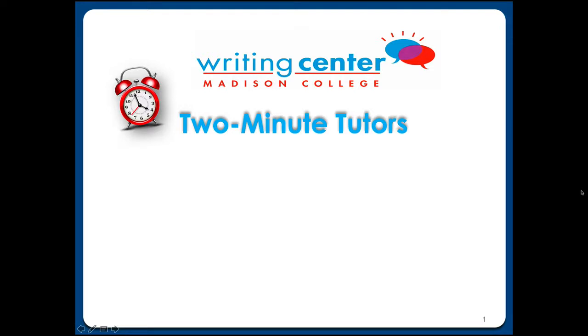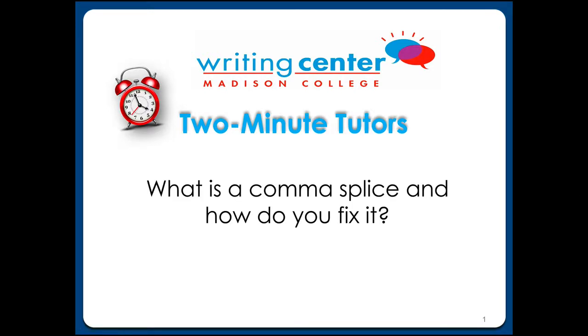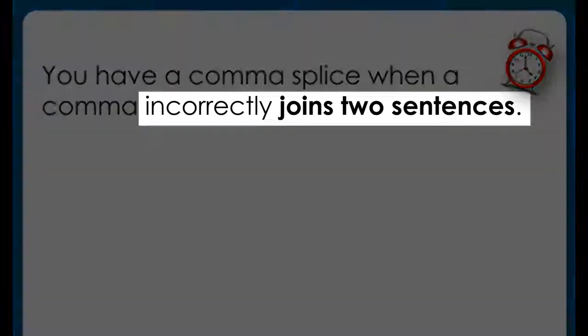I'm Kate Stover. I'm Suzanne Triber, and today we will answer the question, what is a comma splice and how do you fix it? In about 2 minutes, we'll talk about the most important ideas. Yeah, I agree with that, Kate. Let's look at the basic definition of a comma splice. A comma splice is when a comma incorrectly joins two sentences.